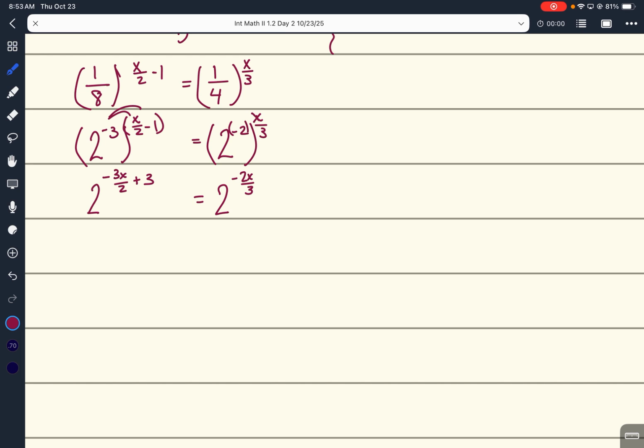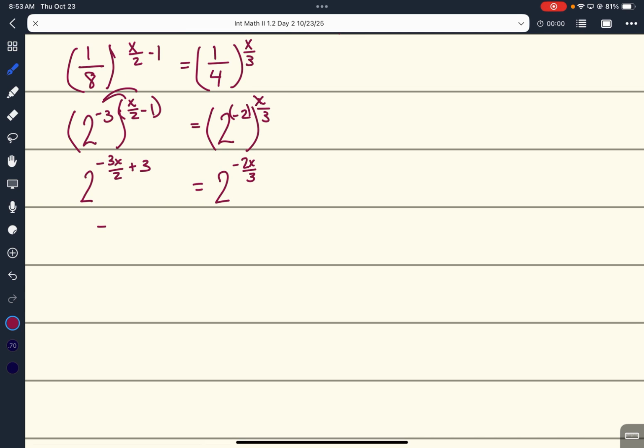So am I ready to go? Bases are equal, so exponents are equal. So 3x over 2 plus 3 equals negative 2x over 3. Anybody remember what I want to do now? I could get common denominators, but do I have it to show you a method to get rid of those denominators altogether?